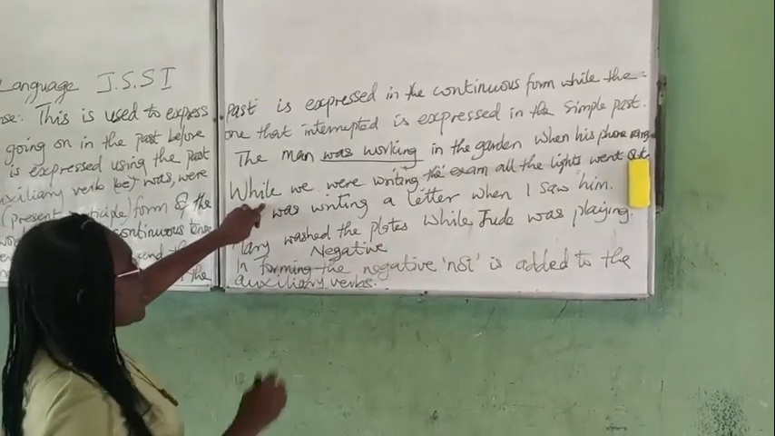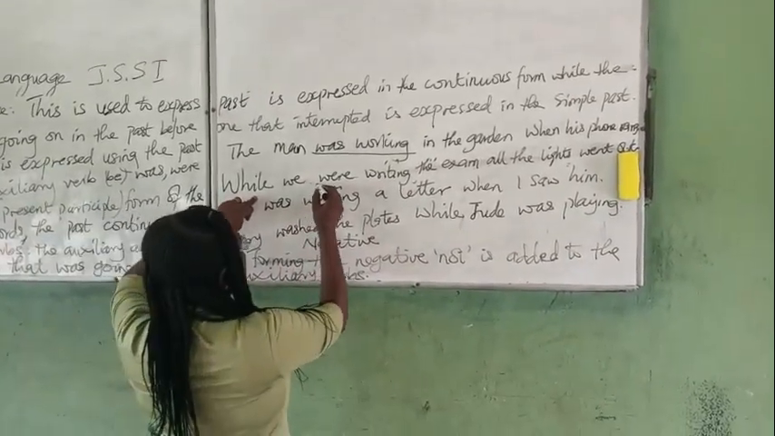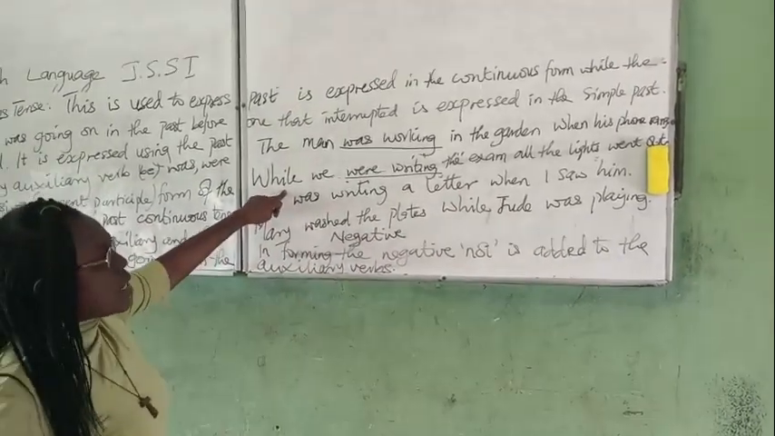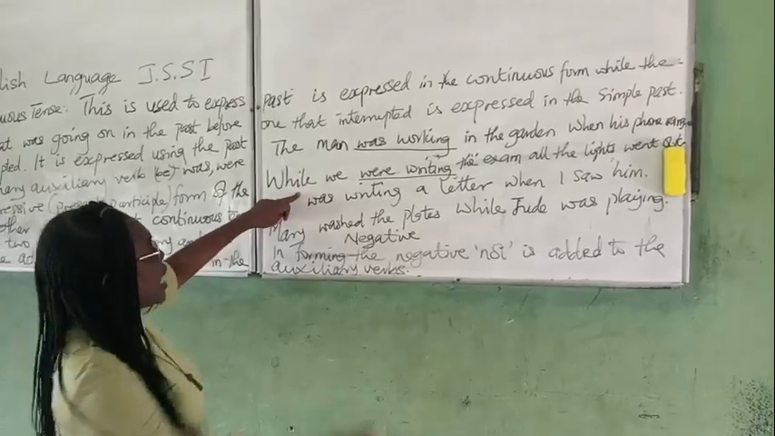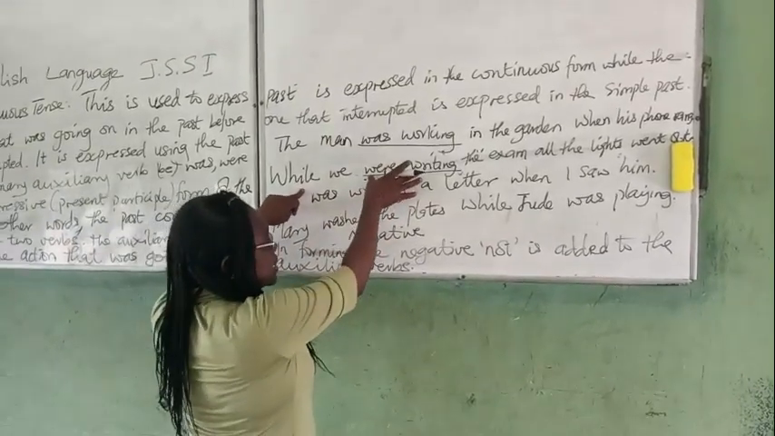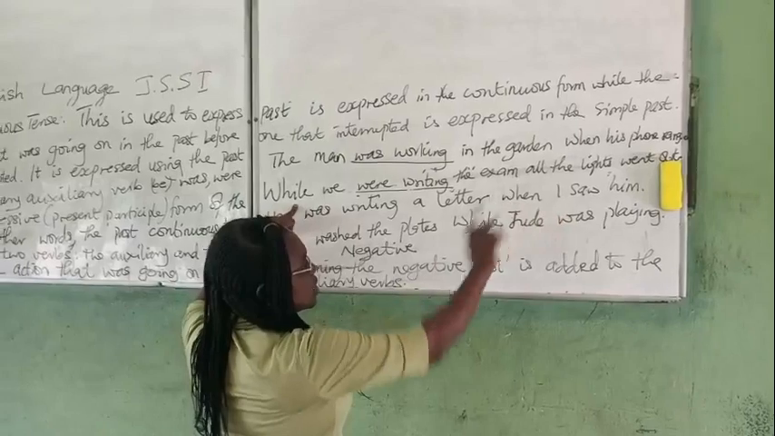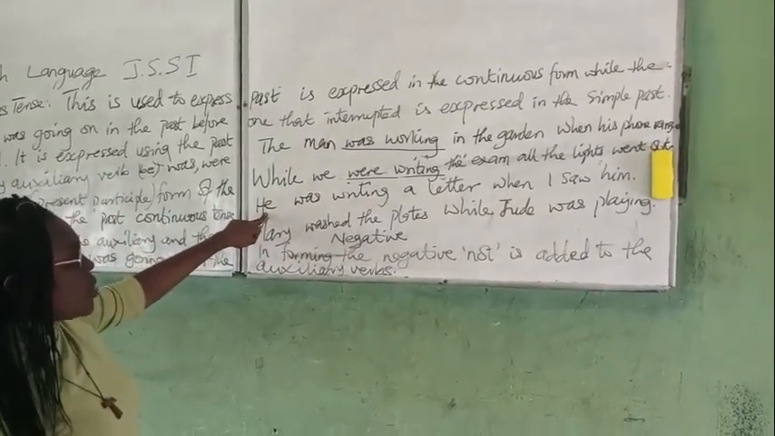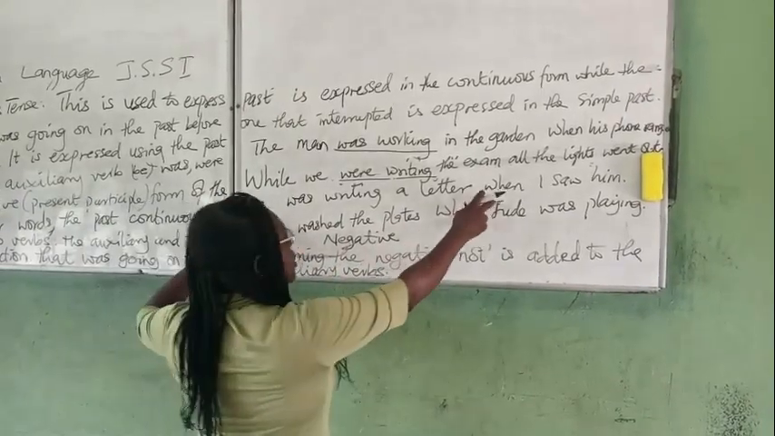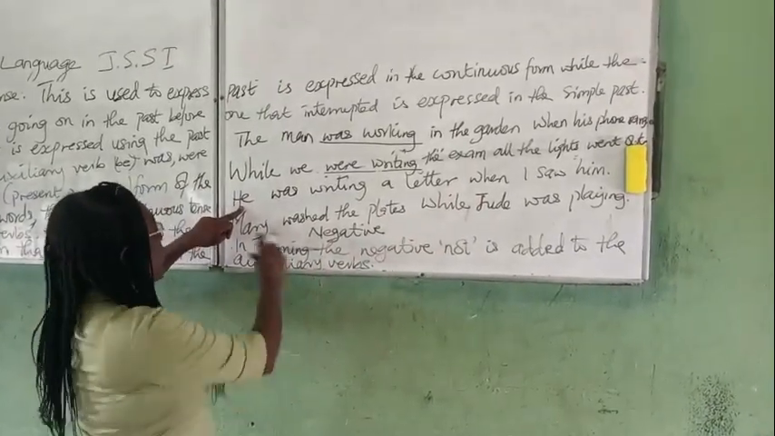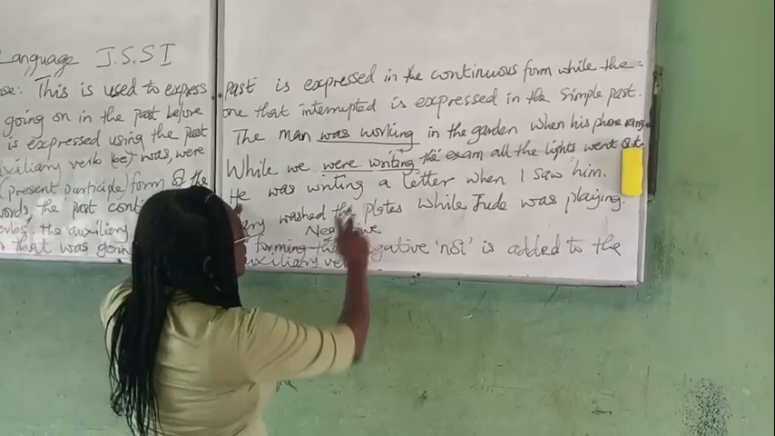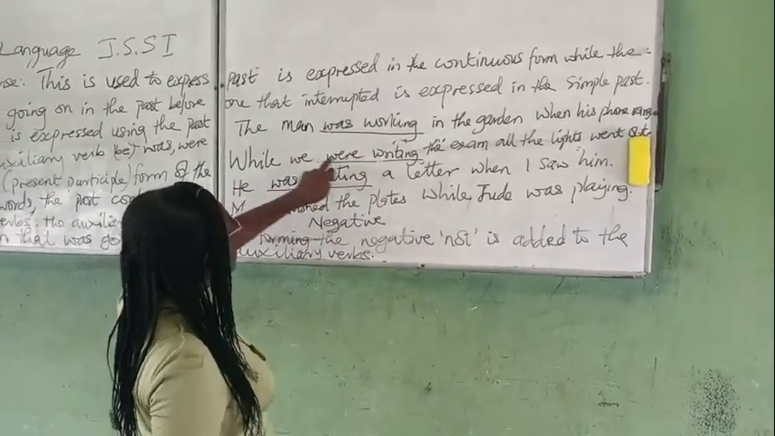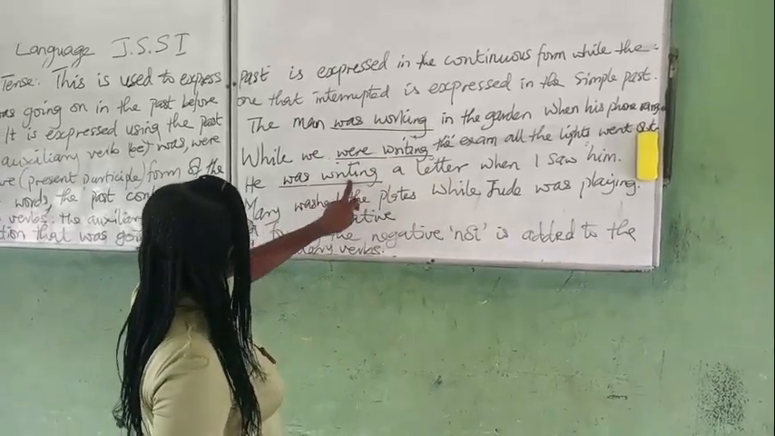Then, while we were writing the exam, all the lights went out. We have not finished writing, we are still writing. And what happened? The light went out. Then, he was writing a letter when I saw him. At the time I saw him, he was performing an action, and that was, he was writing a letter. So we now have "was walking," "were writing," "was writing."